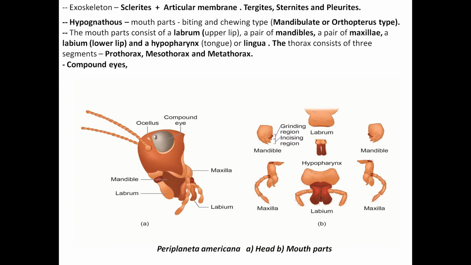Hypognathous mouth parts consist of the following structures. It consists of the labrum, which is the upper lip, a pair of mandibles, these are the mandibles, a pair of maxillae, these two are the maxillae, a segment called the labium, which is the lower lip, and the hypopharynx, which is the tongue.